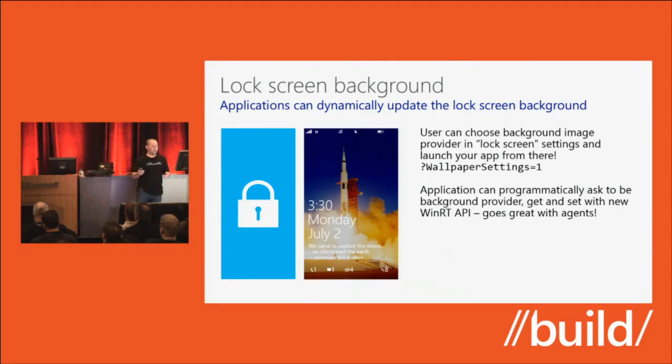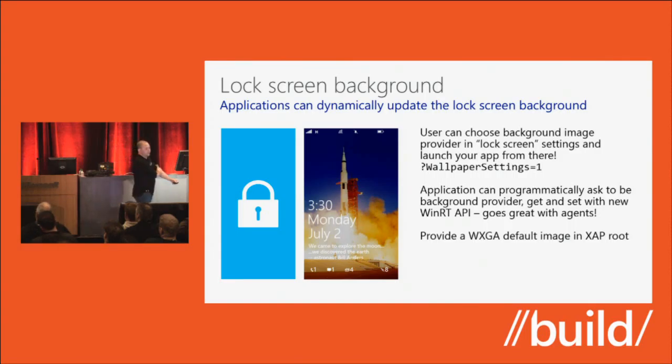Like I said, you programmatically ask. This is a WinRT API. This is another API that would go great with agents. Now, you can't ask to be the provider from an agent because we don't want you popping dialogue randomly every 30 minutes or so. But you can, once you've been set as the provider, go ahead and update the lock screen in an agent. And there's a check you can do to see if you're the provider before you do any work.